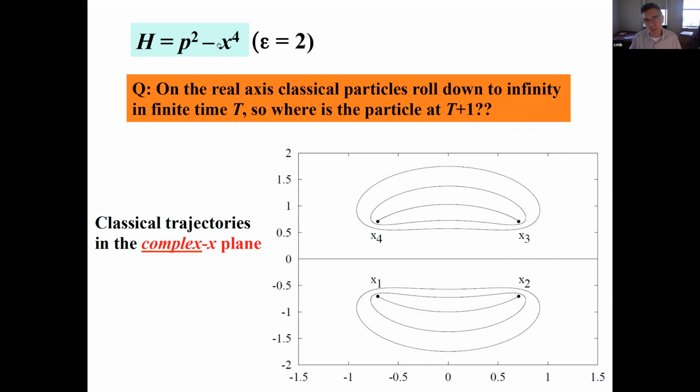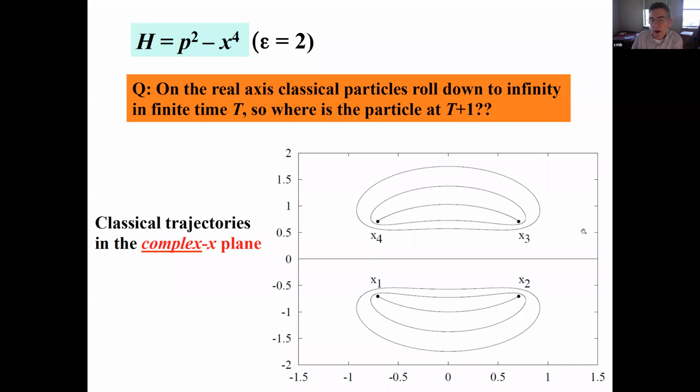And that's because you have an upside down potential. But here's a question for you. If you calculate the time for the particle to roll all the way off to infinity, it's finite. And it's just a simple integral. You can calculate it. Okay, and so it takes time t. So you can ask, where is the particle at t plus 1? And using real analysis, you can't answer that question. That's an example of an extremely difficult question in real variables, but one that's very easy to answer using complex variables.